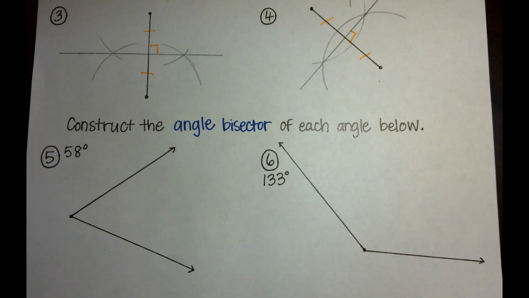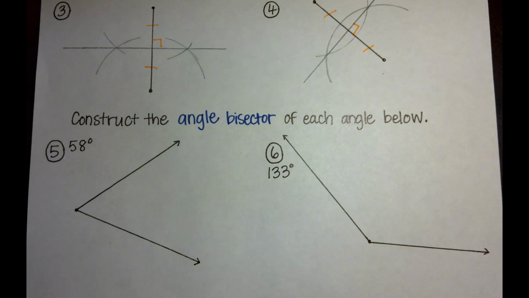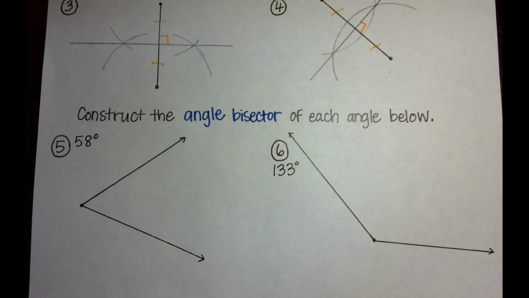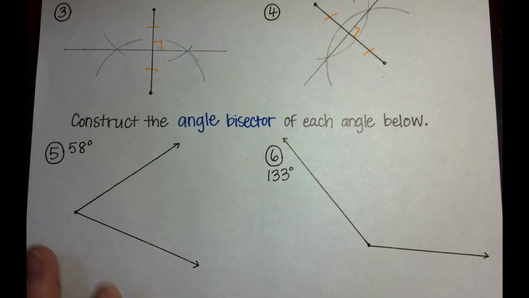So now we're doing angle bisectors. A little bit of a different process, but similar starting points. You're always starting on a point. The point of your compass goes on a point. So where did my compass go? I'm losing it. There it is. Okay.